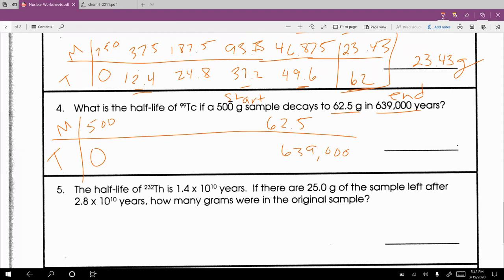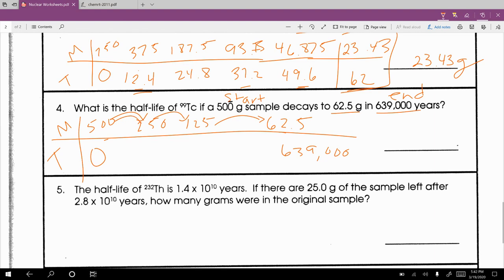Okay, so now what are we going to do? Just like question number 2, we're going to figure out how many half-lives go by, because we have to get from 500 to 62.5. So 500, cut that in half, 250. That's one half-life. 250, cut that in half, that's 125. So one half-life, 2 half-lives. Am I at 62.5? Nope. So I'm just going to keep on going. 125 divided by 2 now gets me to that 62.5.